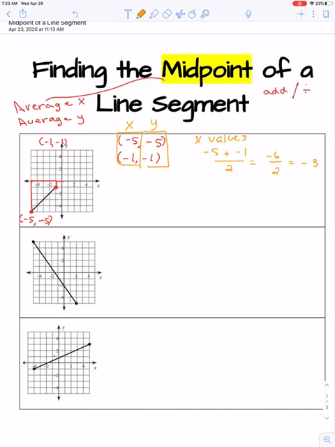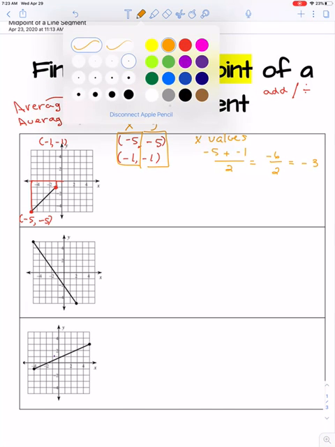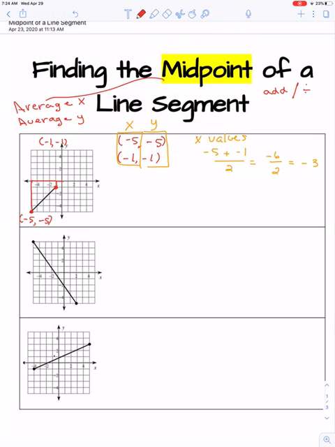And this one's going to be a little bit different because our y values are the exact same thing. So again, my first y value is -5, and I'm going to add it with my second y value, which is -1. And then to average that, I'll divide by 2. Typically they won't be the same numbers, it's just how this ordered pair was.